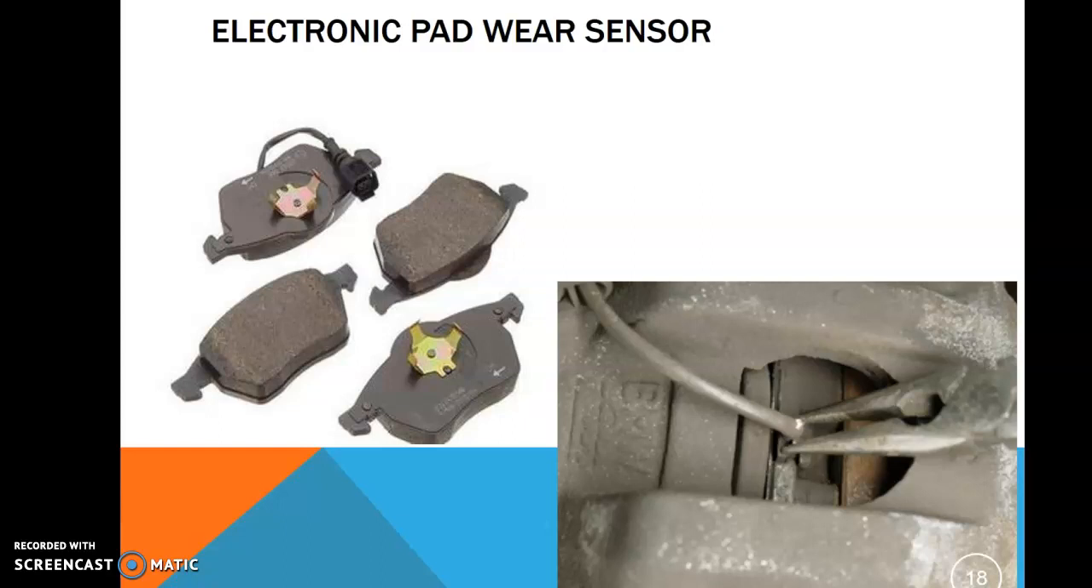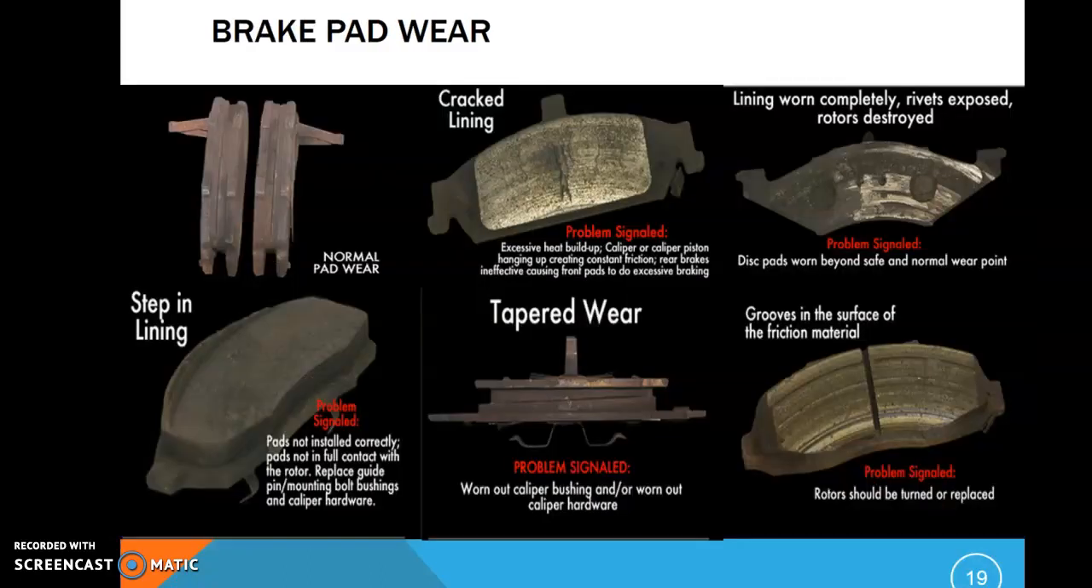So that's important, right? Brake pad wear can tell us a lot as a tech. Basically, normal wear should be even. All the pads should wear evenly together. If you have cracked lining, you can have a problem here with heat buildup, right? Lining worn completely, rivets exposed, rotors destroyed. This pad's worn beyond safe. Someone just kept on driving and driving, ignored that. Right here, step-in lining, you have kind of a shoulder. Something's not installed correctly or loose or broken.